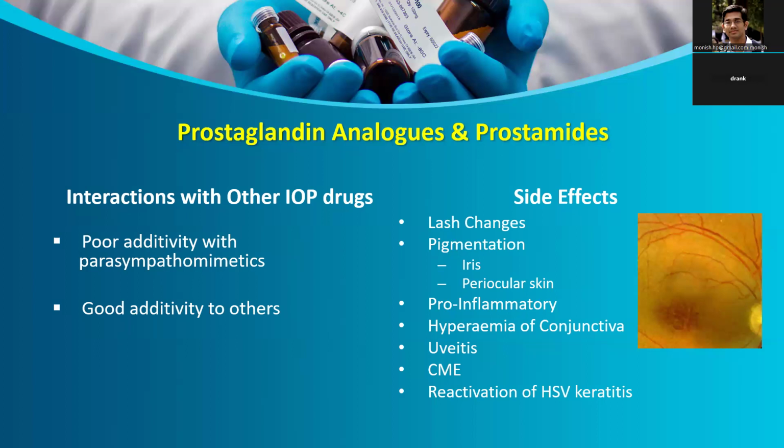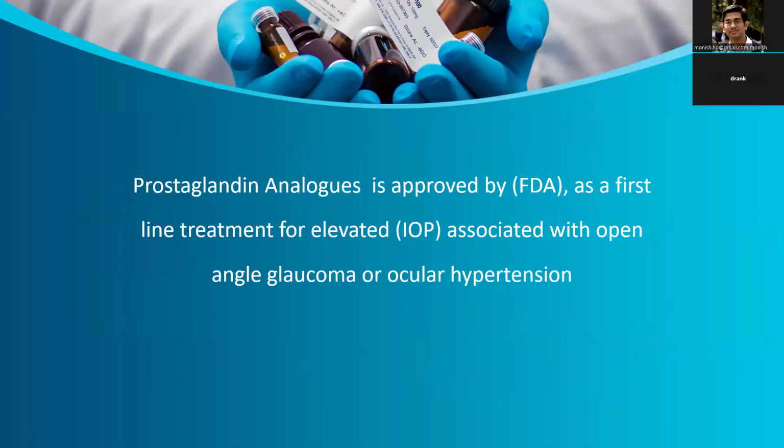These drugs are pro-inflammatory. They also cause hyperemia of the conjunctiva. They can cause uveitis and reactivation of keratitis. So it is associated with many side effects, but most of them are localized and not very severe side effects that lead to discontinuation. Because of all these reasons, the prostaglandin analogs have been approved by the FDA as the first line treatment for increased IOP associated with open angle glaucoma or ocular hypertension.